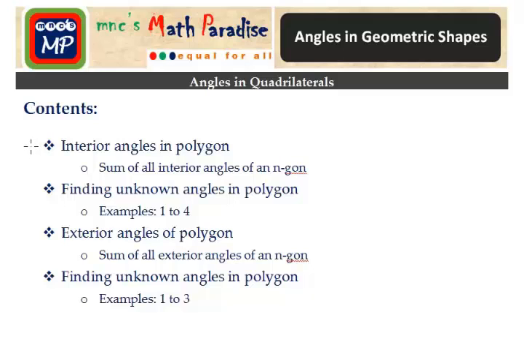In this lesson video, we will learn the angles property of higher order polygons, that is, polygons with more than 4 arms, like pentagon, hexagon, heptagon, octagon and so on. Firstly, we will learn about the interior angles of a polygon and practice some examples. Then we will learn about the exterior angles of a polygon and then practice some examples.